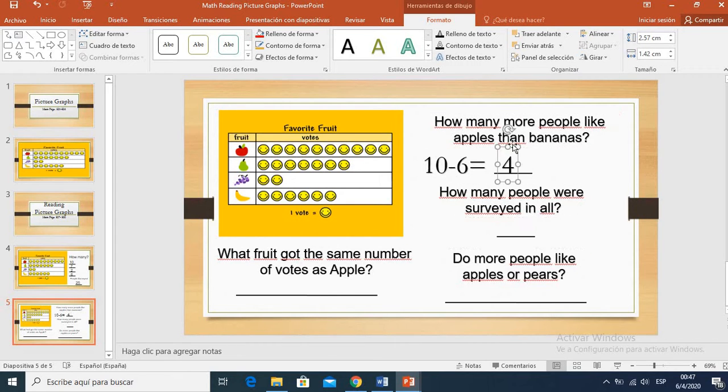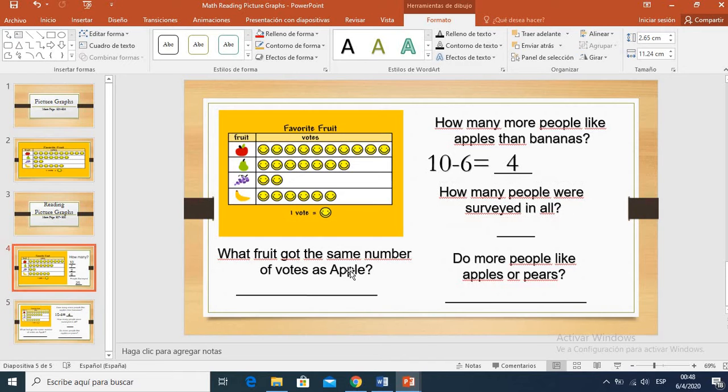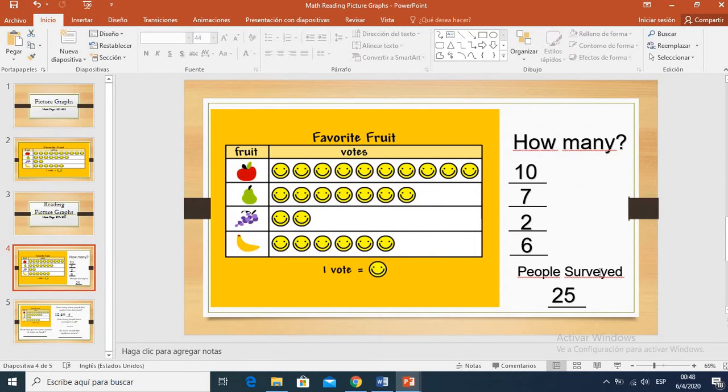4 people. You can make a subtraction, or you can count only the left happy faces. That's up to you. Making a subtraction is better. Okay? Second question. How many people were served in all? It's the same question as here. Look. How many people were served in all?